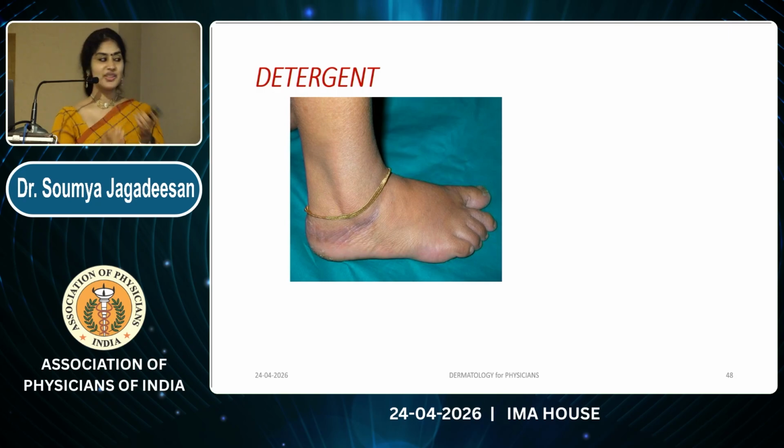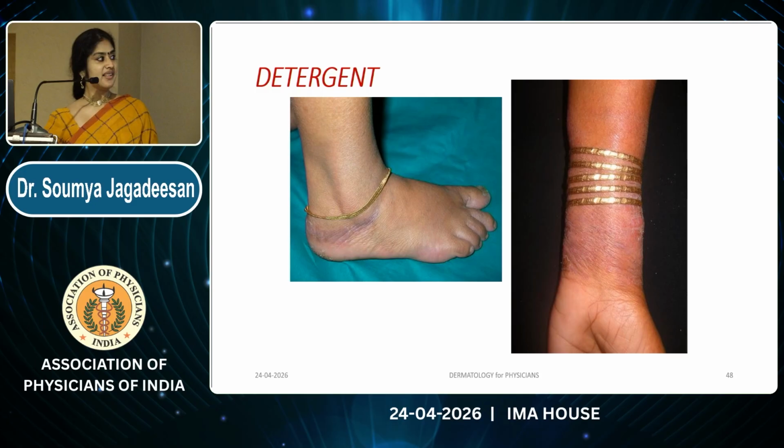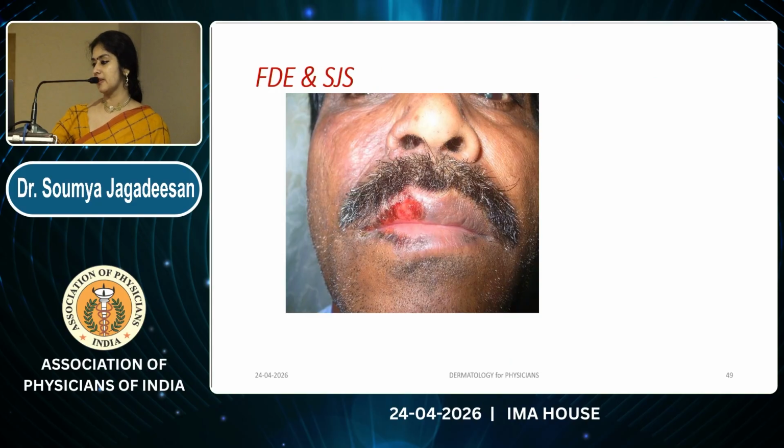Similarly with the ring. So this is nothing but detergent contact dermatitis. Similarly around the bangles, detergent contact dermatitis. So there's no point treating unless you identify this and ask them to make the lifestyle change, because otherwise it will keep recurring. No point giving them topical steroids.